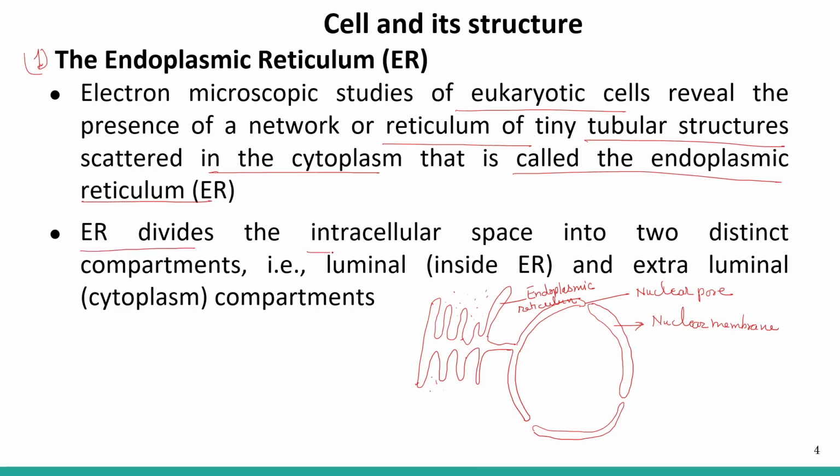divides the intracellular space into two distinct compartments: the luminal compartment inside the ER, and the extraluminal site present in the cytoplasm. This is the lumen of the ER. By forming the endoplasmic reticulum, there is a compartment inside it called the luminal compartment, and the compartment outside the ER is the cytoplasmic compartment.